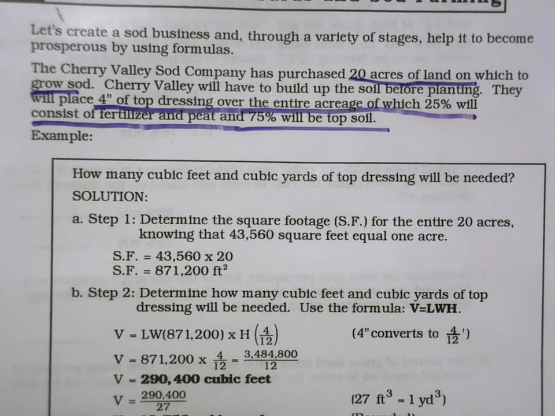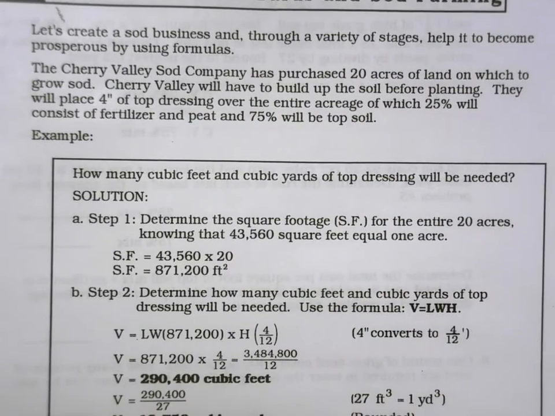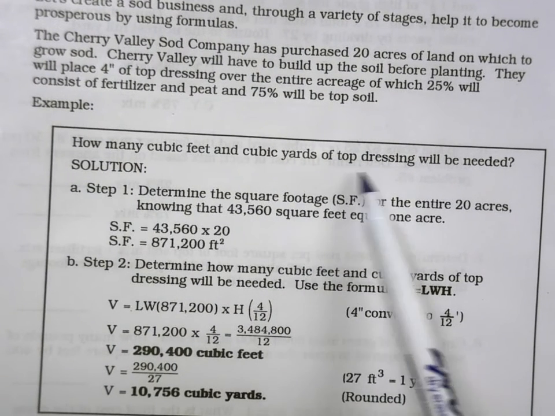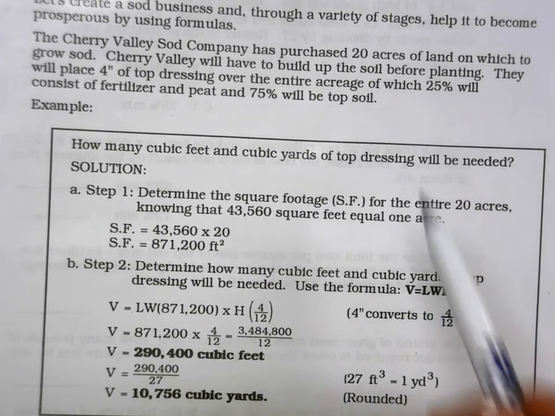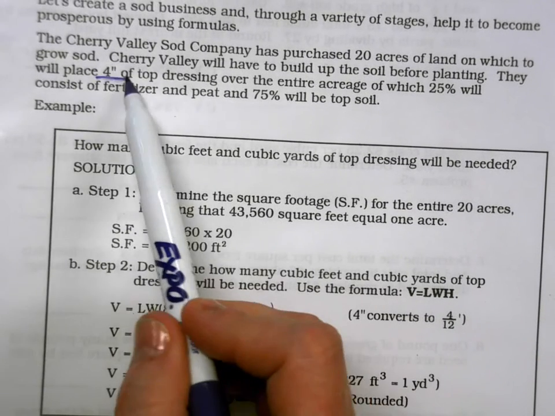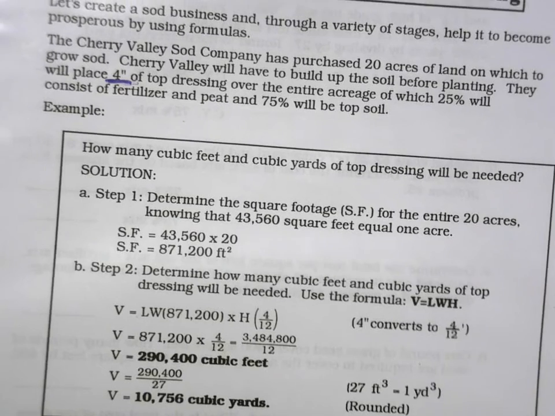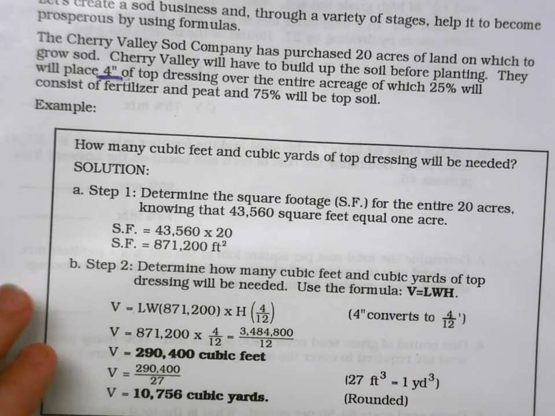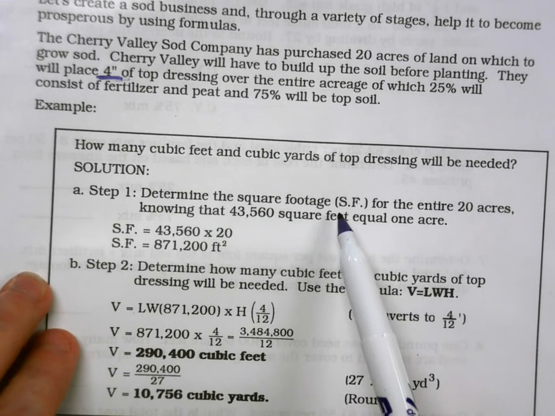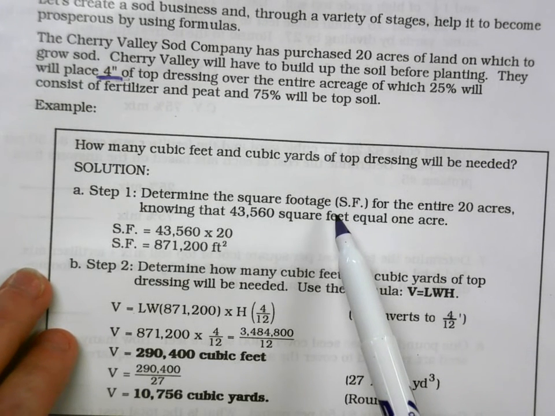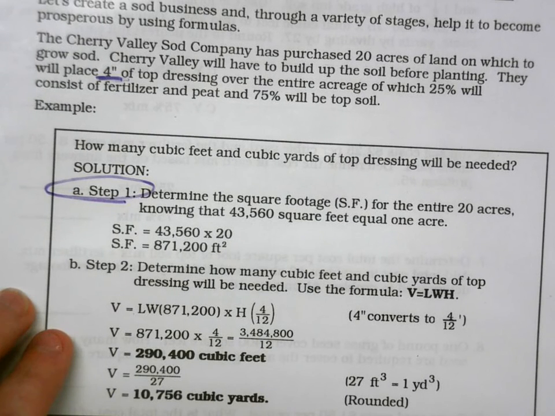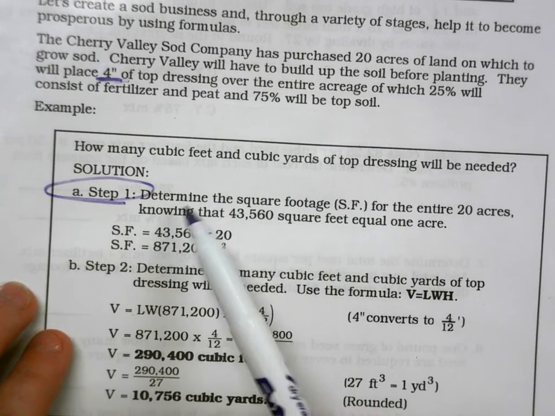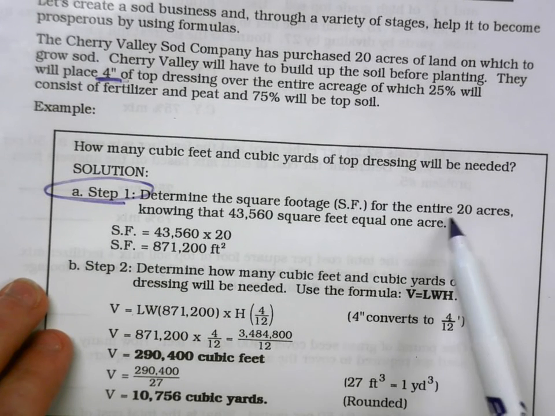What of that information do we actually need? Well, it depends on what question it's asking. So it says, how many cubic feet and cubic yards of top dressing will be needed? Okay, so it told us the top dressing needs to be 4 inches deep, and then it tells us what percentage the makeup is going to be. But we're only being asked how much we need. So the square footage is our first step. We first have to figure out the area that we need. So determine the square footage of an entire 20 acres.